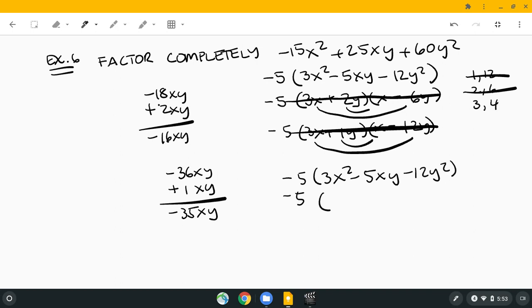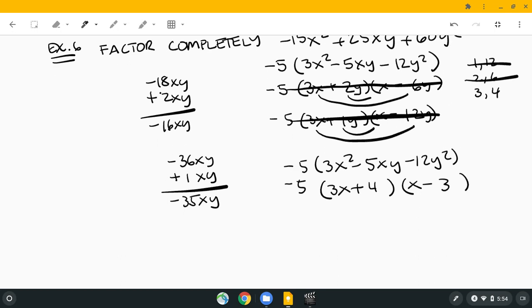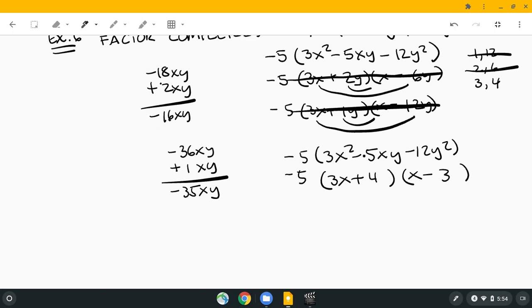Bring down the negative 5. We know we have 3x and x. We know we need a positive and a negative. The last thing to try is 3 and 4. We know not to put the 3 here because then they'll have 3 in common, but the original problem doesn't have 3 in common. So let's try putting the 4 here and the 3 here. We're trying to make negative 5xy for the middle.